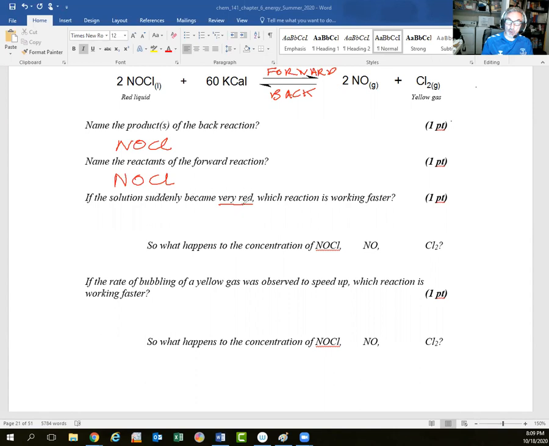And so if the solution becomes red, we ask ourselves, which chemical is red in color? Well, of course, that's the nitrosyl chloride. And for the solution to become red in color, we must be producing more of the nitrosyl chloride. And the reaction that does that is the back reaction. We use up NO and Cl2 and turn it into NOCl. So the back reaction is working harder.